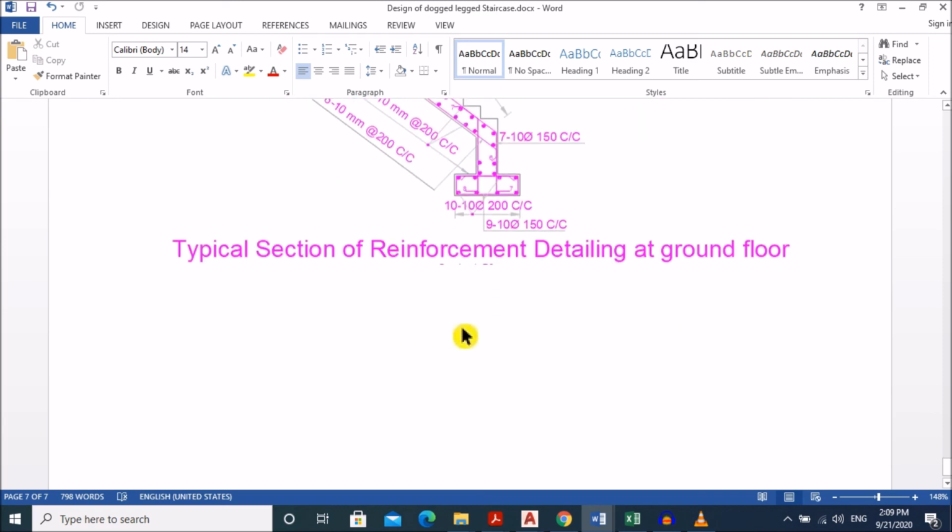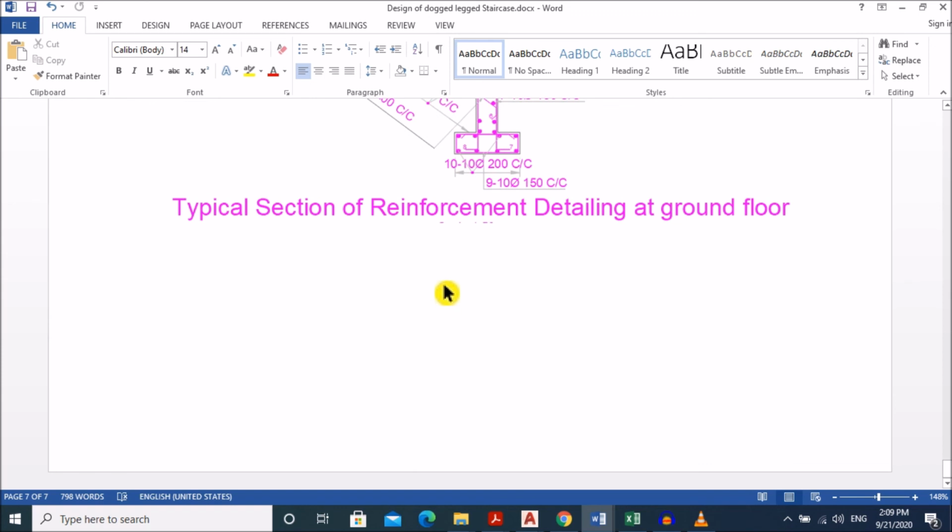That's how this tutorial completes. I will upload other videos for other types of staircase. Until then, you have to wait for other detailed designs of staircase.